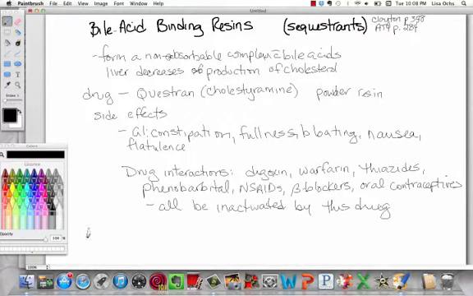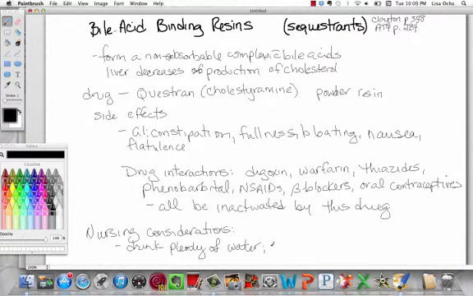Some nursing considerations. Make sure your patient drinks lots of water when taking this drug. Do not try to take the pill dry or try to take the powder without water. Encourage water afterwards. I'm just going to write encourage PO fluids.